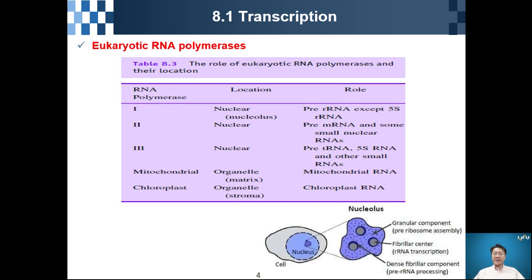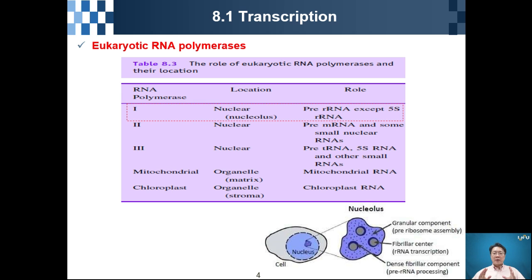In this slide, I will explain the eukaryotic RNA polymerases. Table 8.3 summarizes the role of eukaryotic RNA polymerases and their location. There are several kinds of RNA polymerases: RNA polymerase 1, RNA polymerase 2, RNA polymerase 3, and also mitochondrial RNA polymerase and chloroplast RNA polymerase. In this chapter, we will focus on RNA polymerase 1 and RNA polymerase 2. Let me start with RNA polymerase 1.